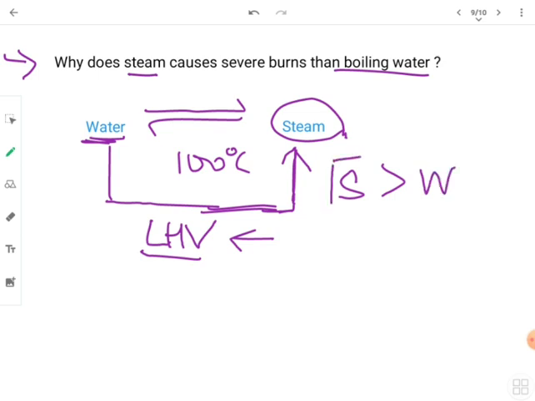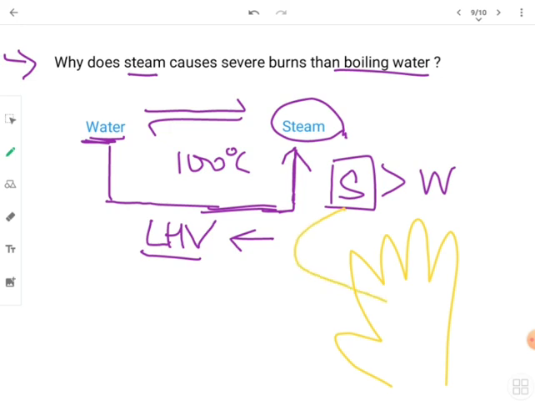So this much is clear. Now you imagine that suppose this is a hand that I'm showing over here. Suppose this steam touches your hand. What will happen? This extra energy, latent heat of vaporization, will be released by the steam particles on your hand, and as a result it will cause much more severe burn than that of boiling water. It is because the steam particles have more energy than water.